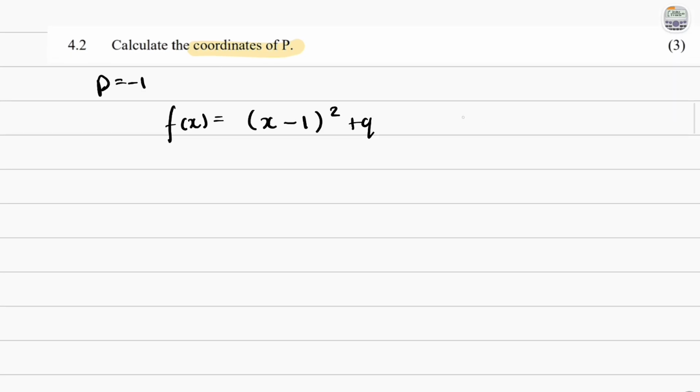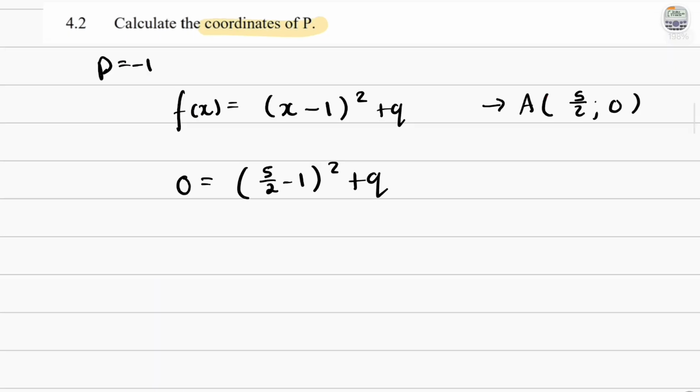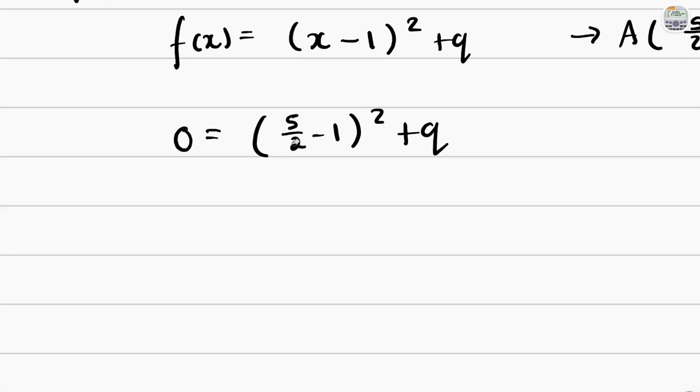And now we just need to find Q, and we'll use the point A to do this. So this is (5/2, 0). And so in place of y, we say 0 is equal to, and x is 5 over 2 minus 1, all squared plus Q. Okay, this will solve for Q. So 5 over 2 minus 1, that is 5 over 2 minus 2 over 2, which is 3 over 2.